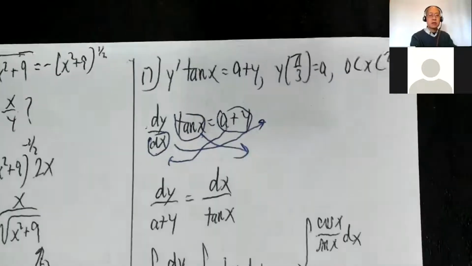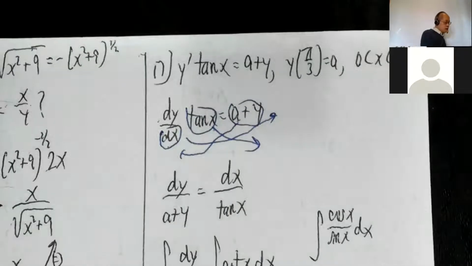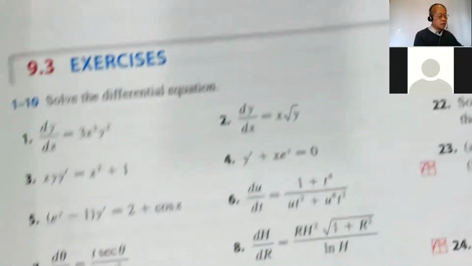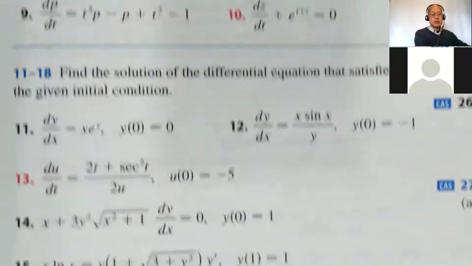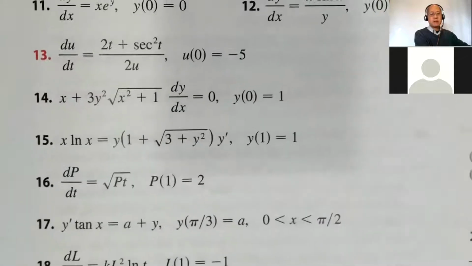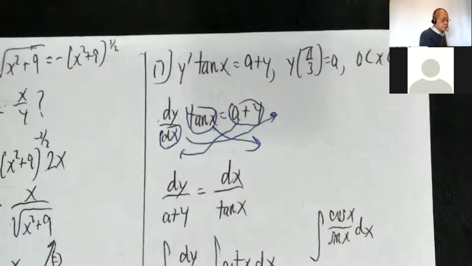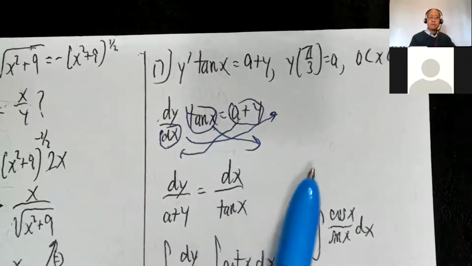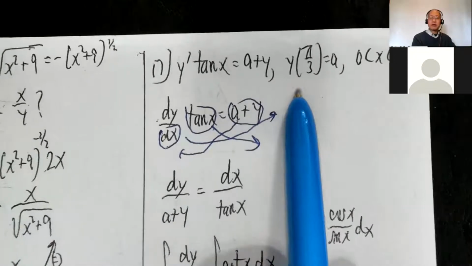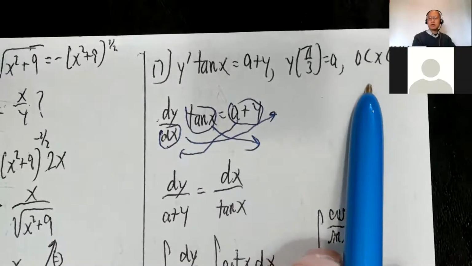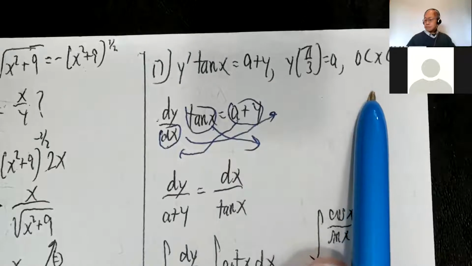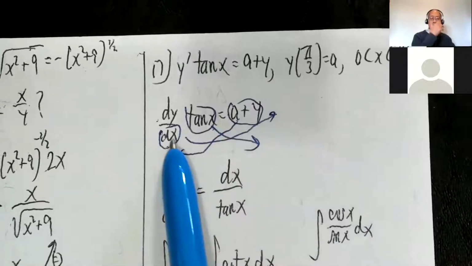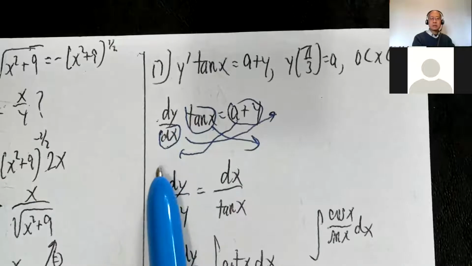Okay, so I'm going to do problem 17 from 9.3. I'm just going to show you 17 here. y prime tangent x equals a plus y. y of pi over 3 is a. x is between 0 and pi over 2. Okay, change y prime to dy dx.